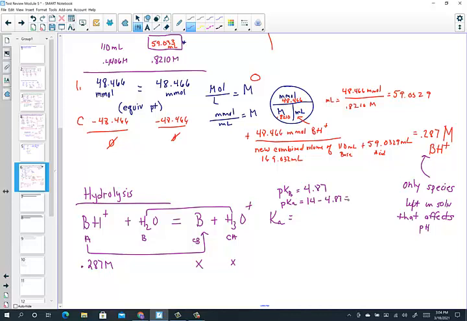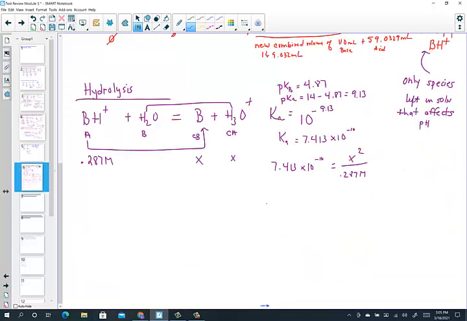I'm going to flip pKb into pKa by taking 14 minus 4.87, and that's 9.13. 10 raised to the negative 9.13 gives me the Ka, and my screen reads 7.413 times 10 to the negative 10. This is the Ka we need to solve for X. 7.413 times 10 to the negative 10 is equal to X squared over 0.287 molar. That's our products over reactants, just a straight Ka problem.